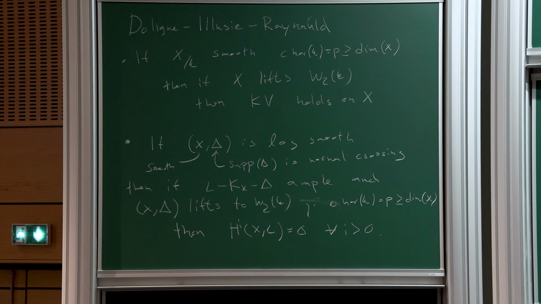Okay, so I wanted to go through an example of this. So we are going to look at an example in characteristic 5 of a del Pezzo with KLT singularities where Kodaira vanishing fails. Because I think this illustrates very well where this kind of behavior comes from.